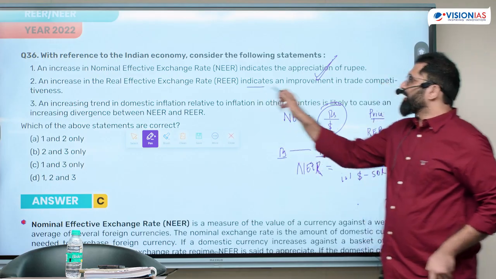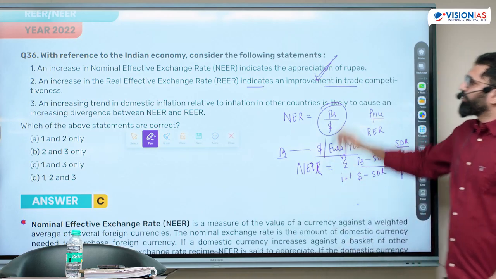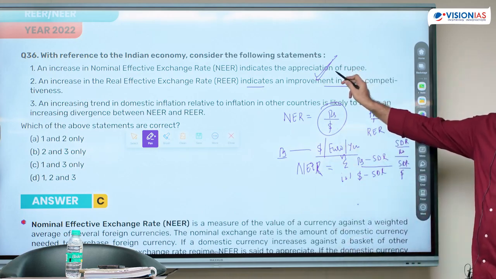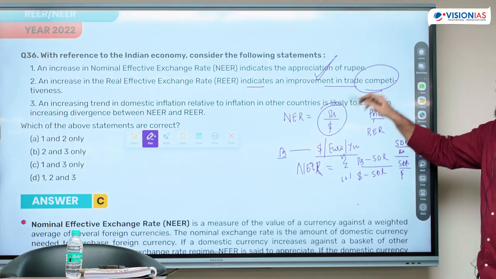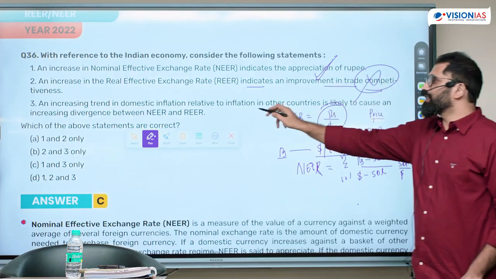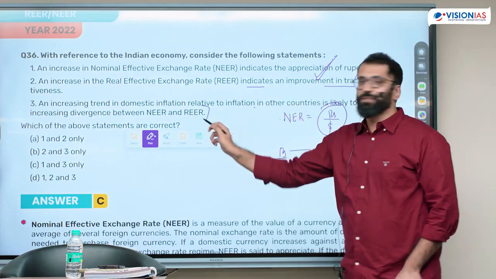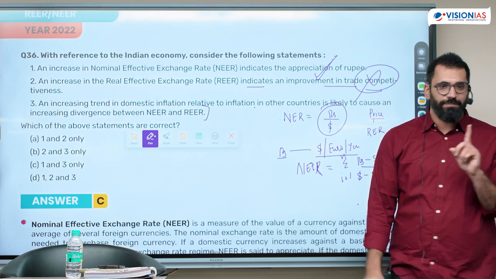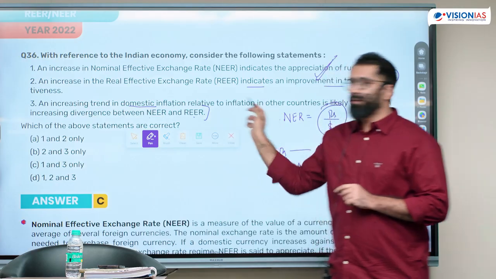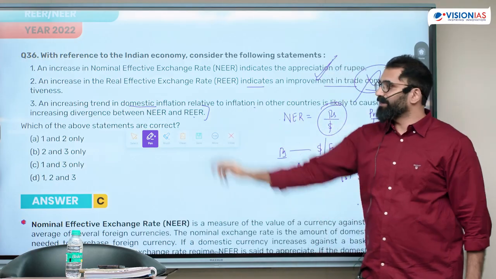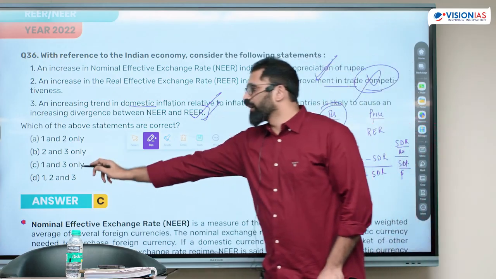An increase in real effective exchange rate indicates an improvement in trade competitiveness. Now if I'm saying the value increase means appreciation, does appreciation improve trade competitiveness? The depreciation improves trade competitiveness. So this is incorrect. Increasing trend in domestic inflation relative to inflation in other countries is causing a divergence. The difference between the two is price levels. The difference between nominal and real is price level. So if the trend of inflation relative to those two countries is increasing, that means there will be more divergence. So this statement is correct. Answer is 1 and 3.